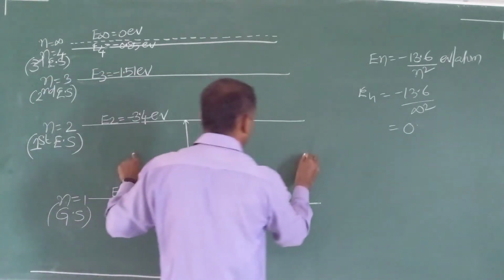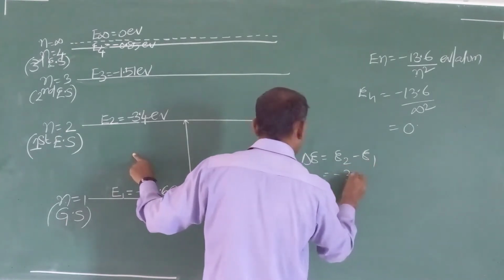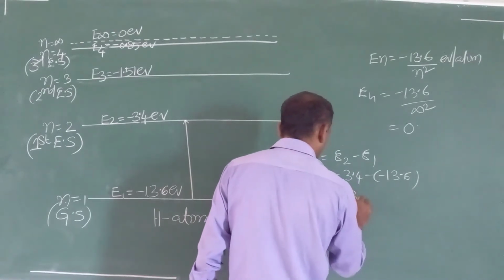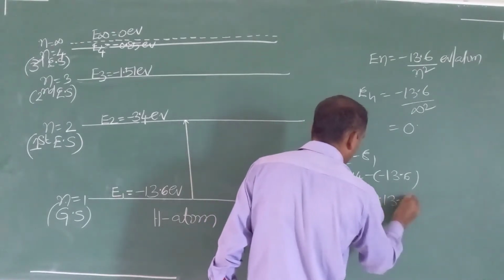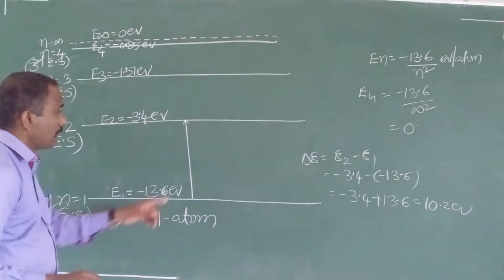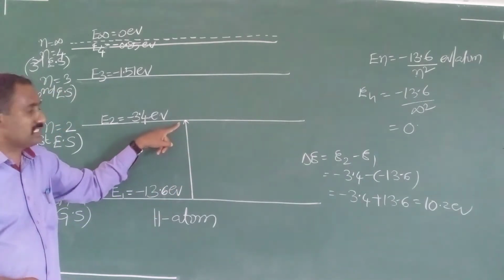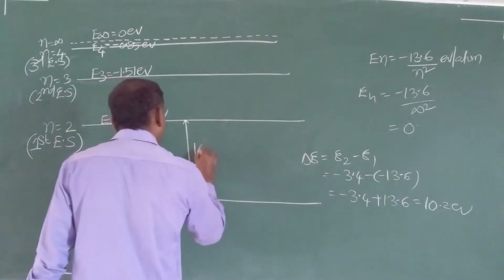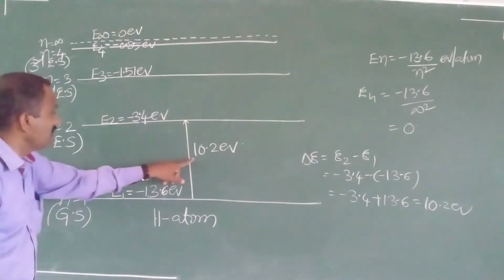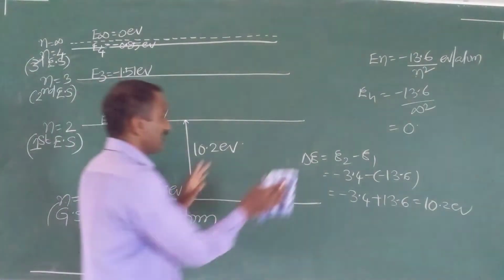higher minus lower, delta E equals higher minus lower, E2 minus E1, minus 3.4 minus of minus 13.6, that is minus 3.4 plus 13.6, which equals 10.2 electron volts. So if you are supplying a minimum of 10.2 electron volts, then only the electron undergoes excitation to the first excited state. Therefore here, 10.2 electron volts. If you are supplying at least this energy, then only the electron is excited to the second state, the so-called first excited state.